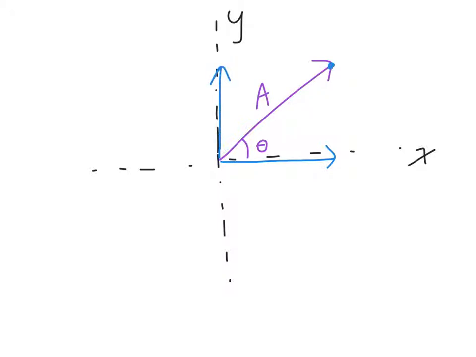So the tip of each component should line up with the tip of the actual vector. So that would be my x component, I'll call that Ax, and this would be my y component, Ay. So if A is going up and to the right, it needs a component that goes up and a component that goes to the right. And the angle theta right here is what relates the two. So this is how you would draw the x and the y components of the vector.